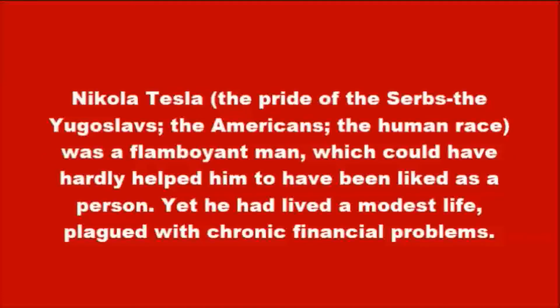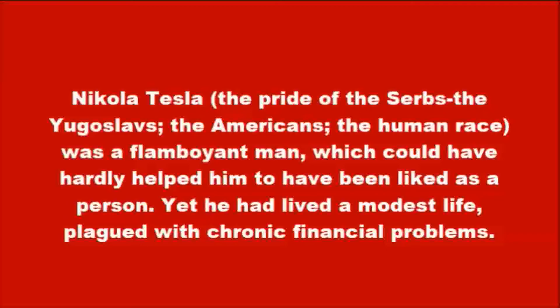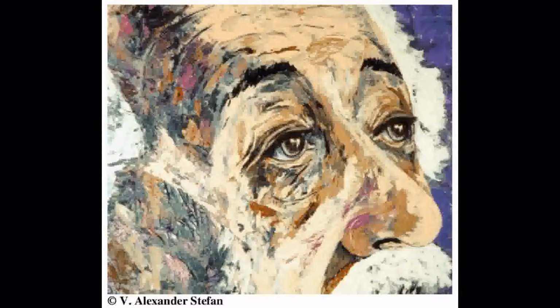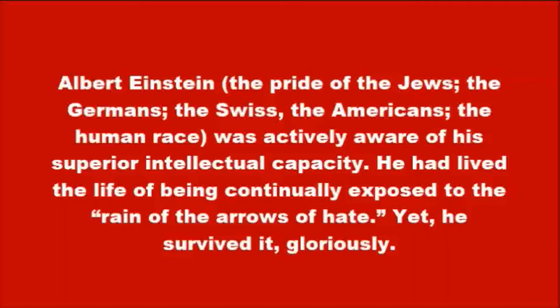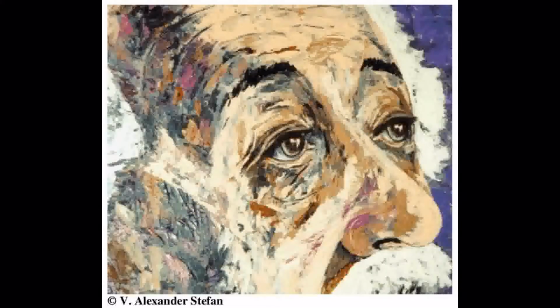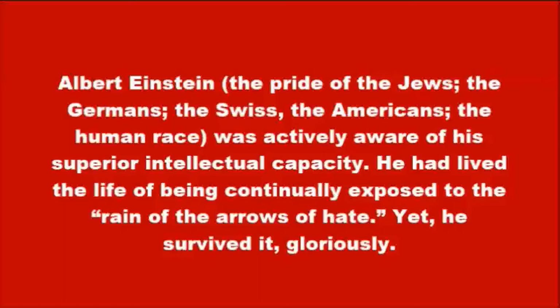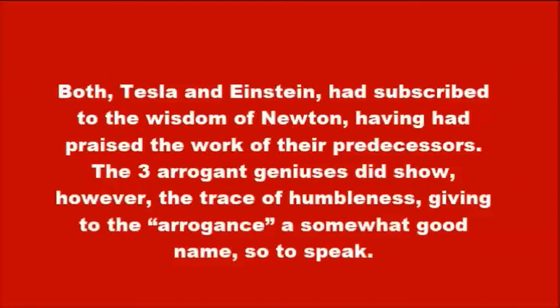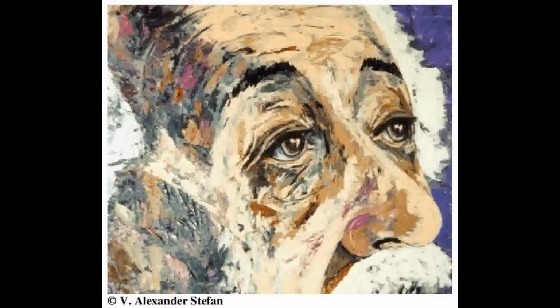Nikola Tesla, the pride of the Serbs, the Yugoslavs, the Americans, the human race, was a flamboyant man, which could have hardly helped him to be liked as a person. Yet he had lived a modest life, plagued with chronic financial problems. Albert Einstein, the pride of the Jews, the Germans, the Swiss, the Americans, the human race, was actively aware of his superior intellectual capacity. He had lived the life of being continually exposed to the rain of the arrows of hate. Yet, he survived it, gloriously. Both Tesla and Einstein had subscribed to the wisdom of Newton, having praised the work of their predecessors. The three arrogant geniuses did show, however, the trace of humbleness, giving to the arrogance a somewhat good name, so to speak.